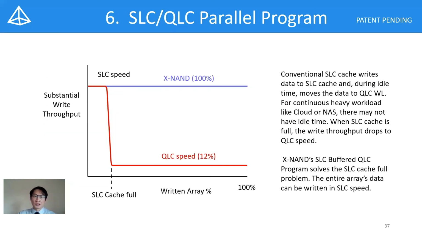By using this SLC QLC Parallel Programming, the SLC cliff problem is eliminated. So XNAND can be programmed in SLC speed for entire array capacity. This is very important for heavy write applications such as data center or NAS.